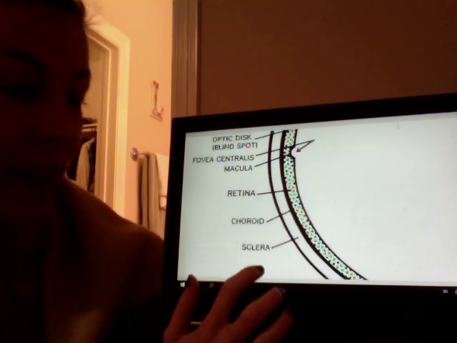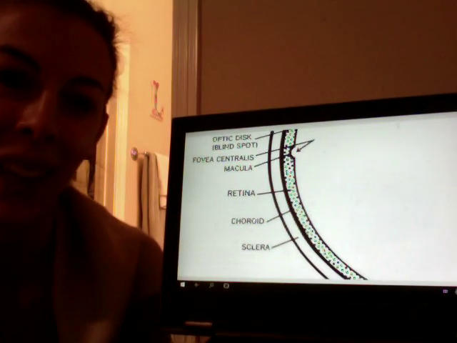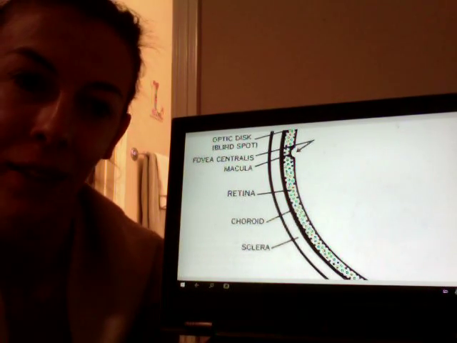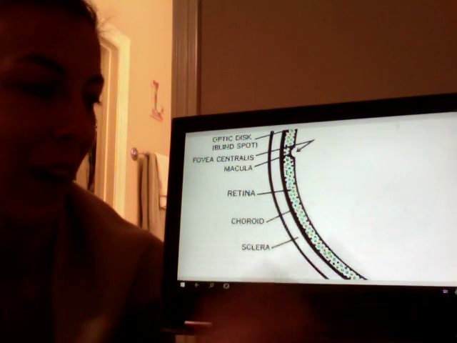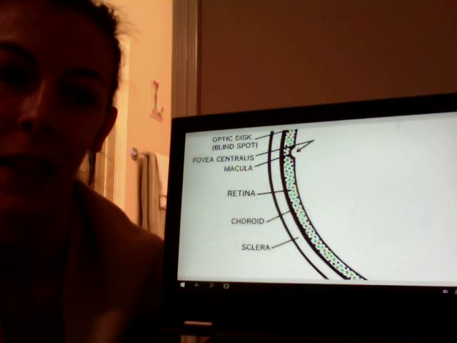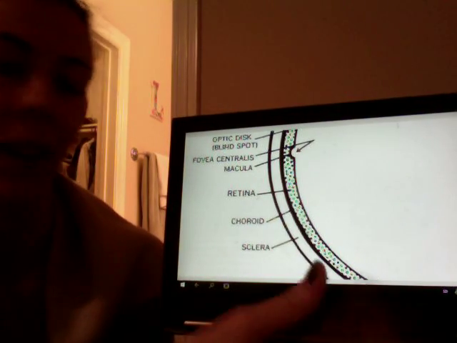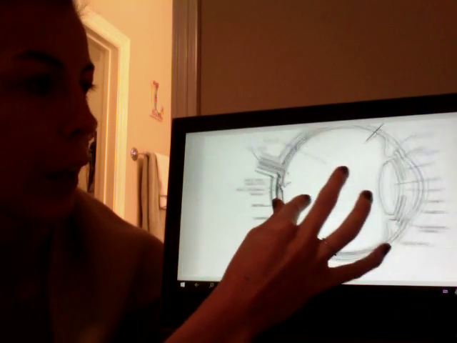The layer underneath the sclera is called the choroid. This is a deeply pigmented layer where a lot of the blood vessels are. The blood vessels are what helps nourish the final layer, the retina, which contains the photoreceptors and the bipolar cells that collect the information about sight that we'll talk a little bit more about later.